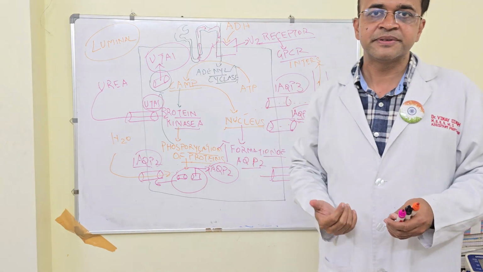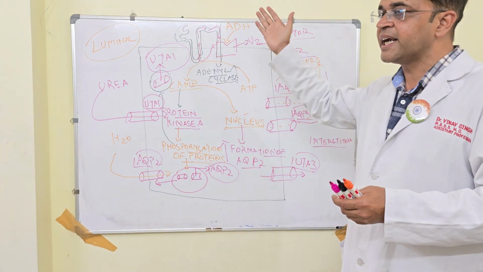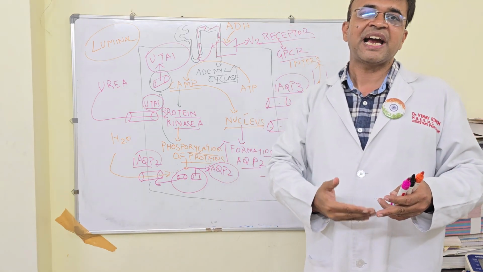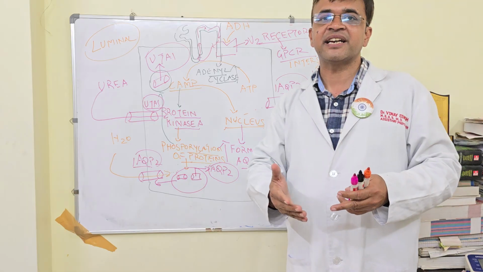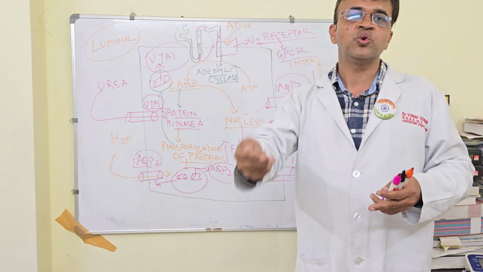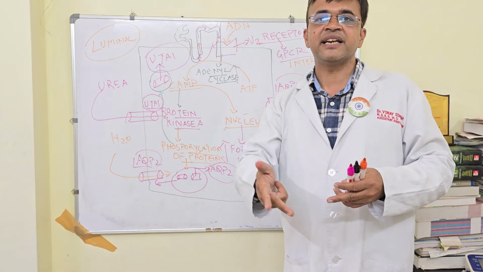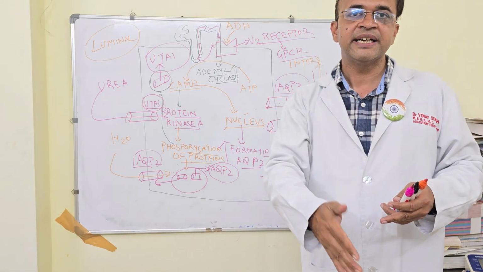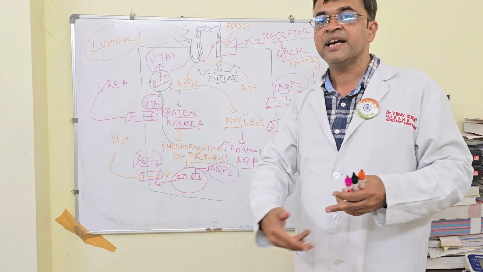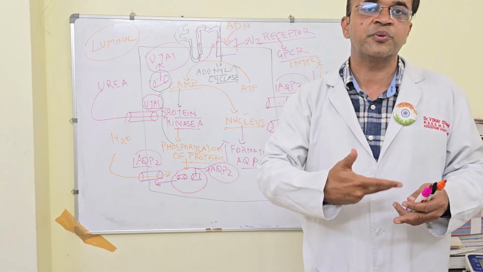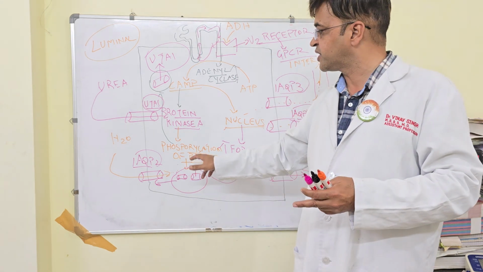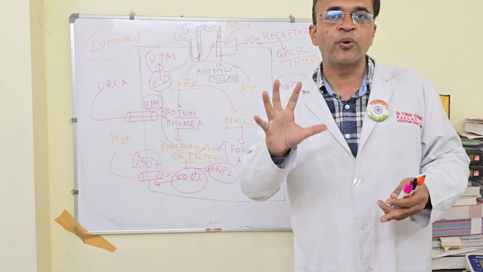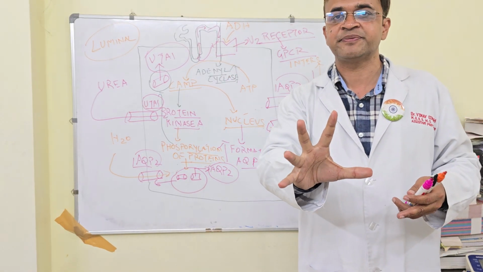So let's sum it up. The ADH will act on the V2 receptor. The V2 receptor will increase your adenyl cyclase. Adenyl cyclase will convert your ATP to cyclic AMP. This cyclic AMP will increase the level of protein kinase A. This protein kinase A will cause phosphorylation of proteins. This phosphorylation of proteins will cause increased recruitment of the aquaporin 2 channels.